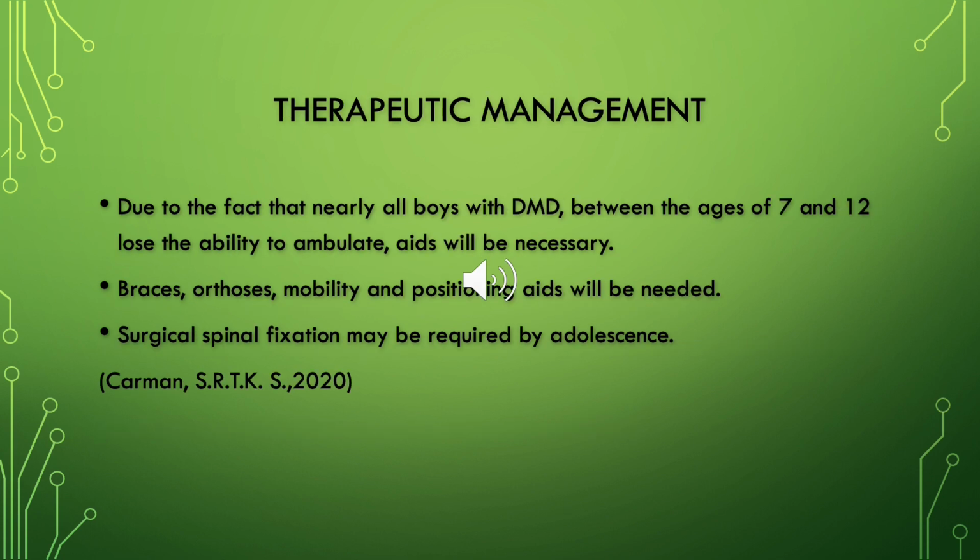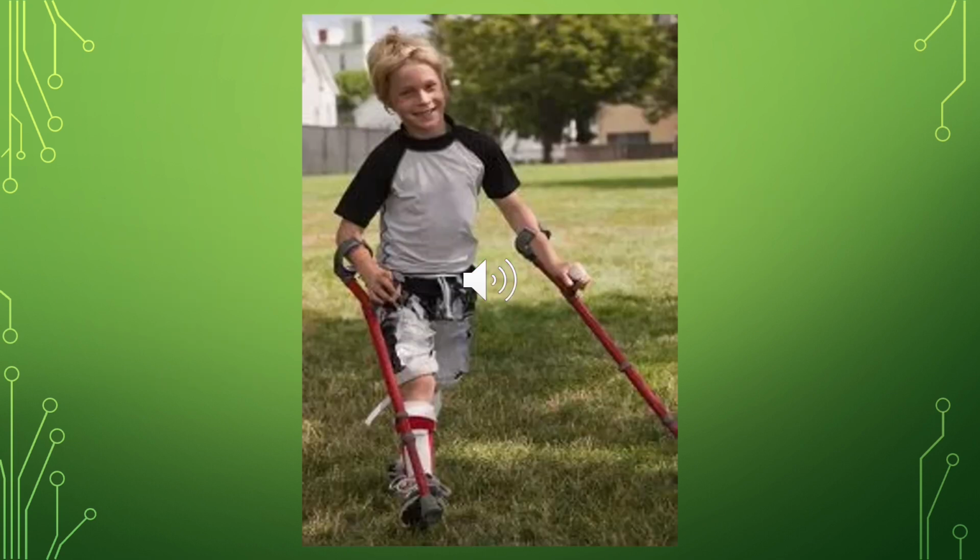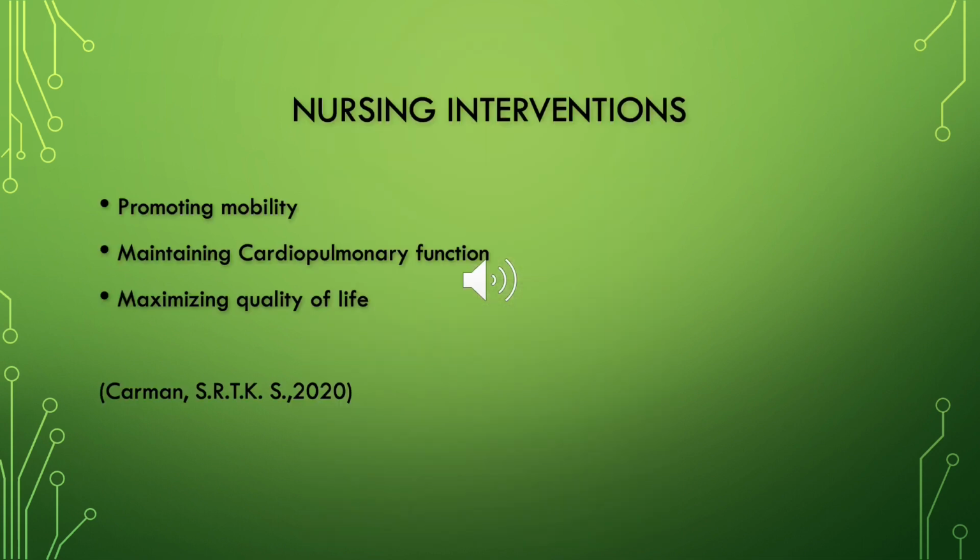Therapeutic management. Due to the fact that nearly all boys with DMD between the ages of 7 and 12 lose the ability to ambulate, aids will be necessary. Braces, orthosis, mobility and positioning aids will be needed. Surgical spinal fixation may be required by adolescents. Here is an example of the type of devices that may be used in assisting them with walking: the canes and the leg braces.